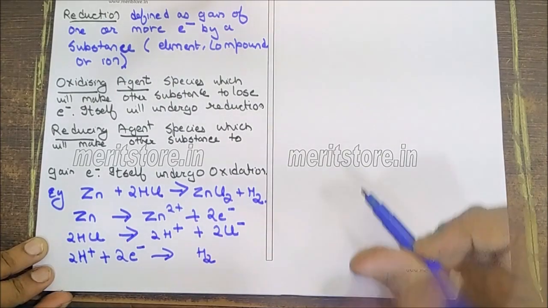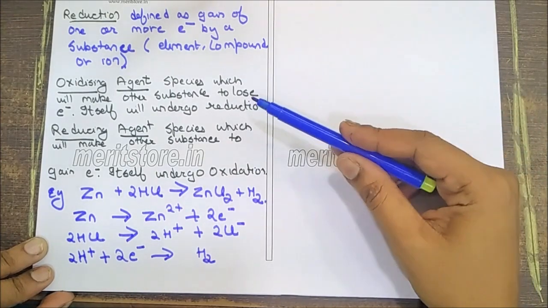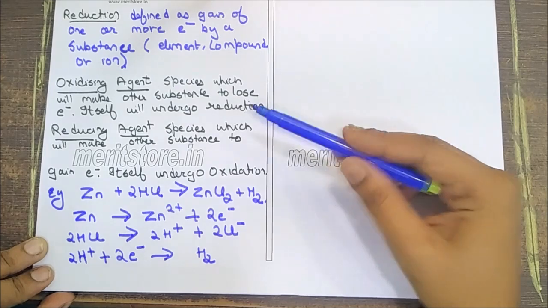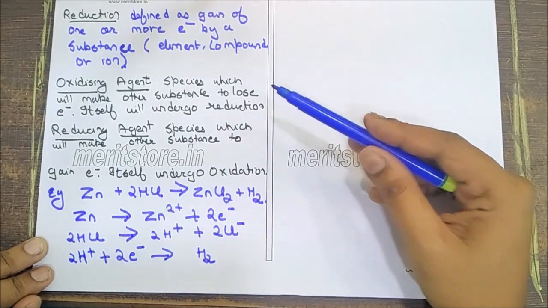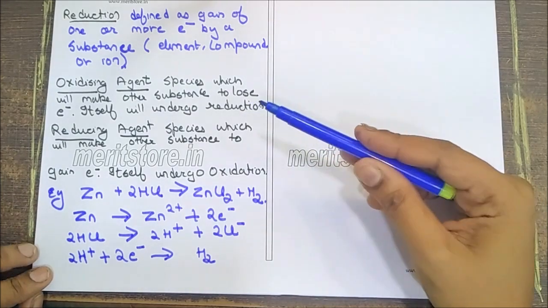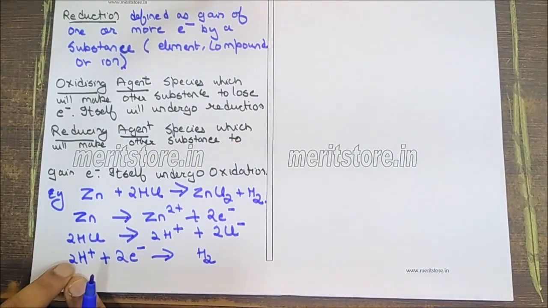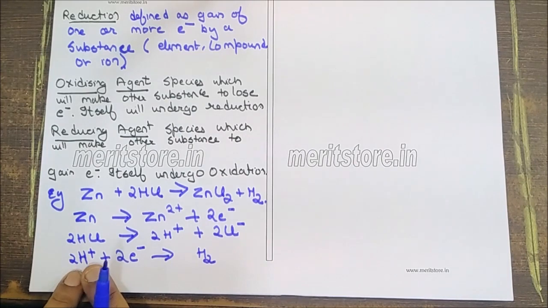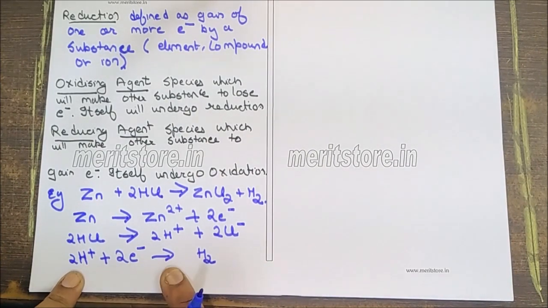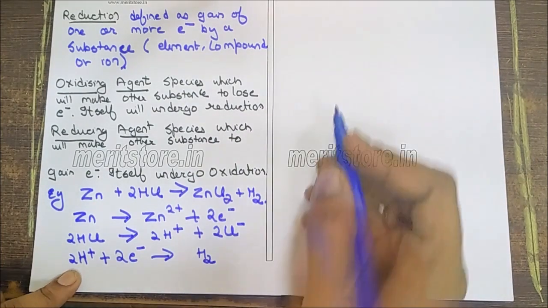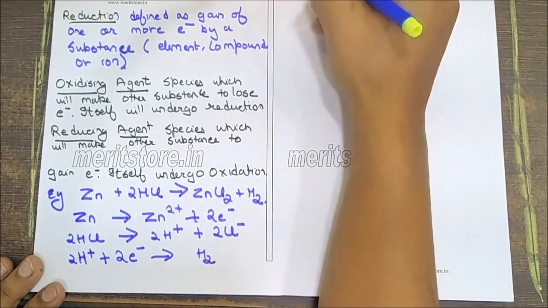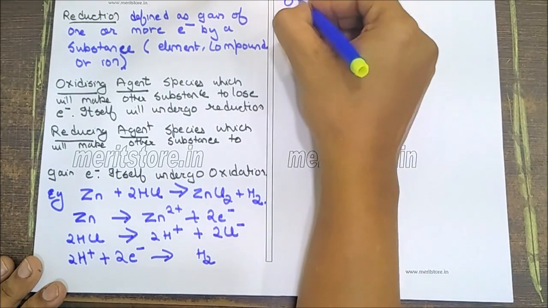Now let's understand, what is an oxidizing agent? Oxidizing agent is that which causes other substances to lose electrons and it itself undergoes a reduction. So if you look here, hydrogen has caused zinc to lose electrons and it is itself undergoing a reduction. So what is hydrogen? Hydrogen is an oxidizing agent.